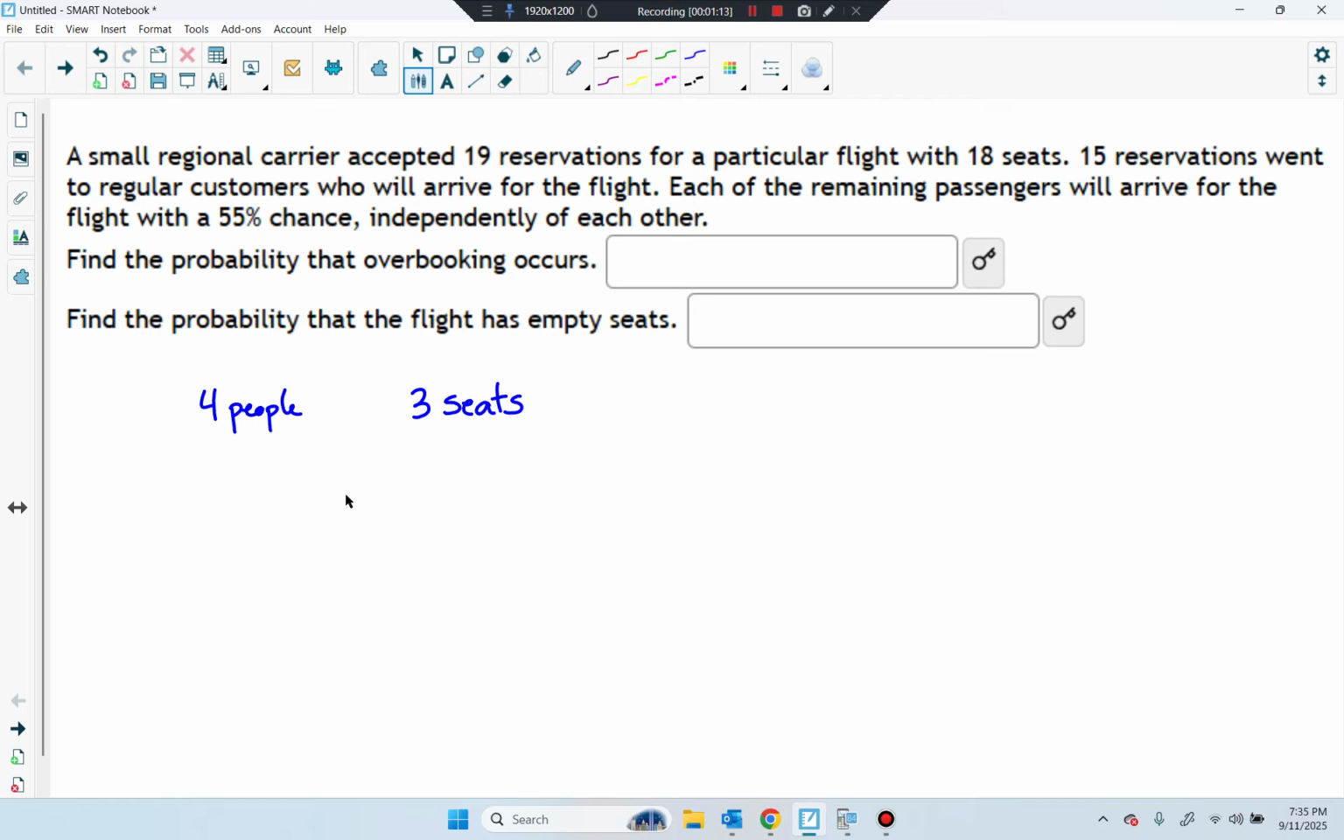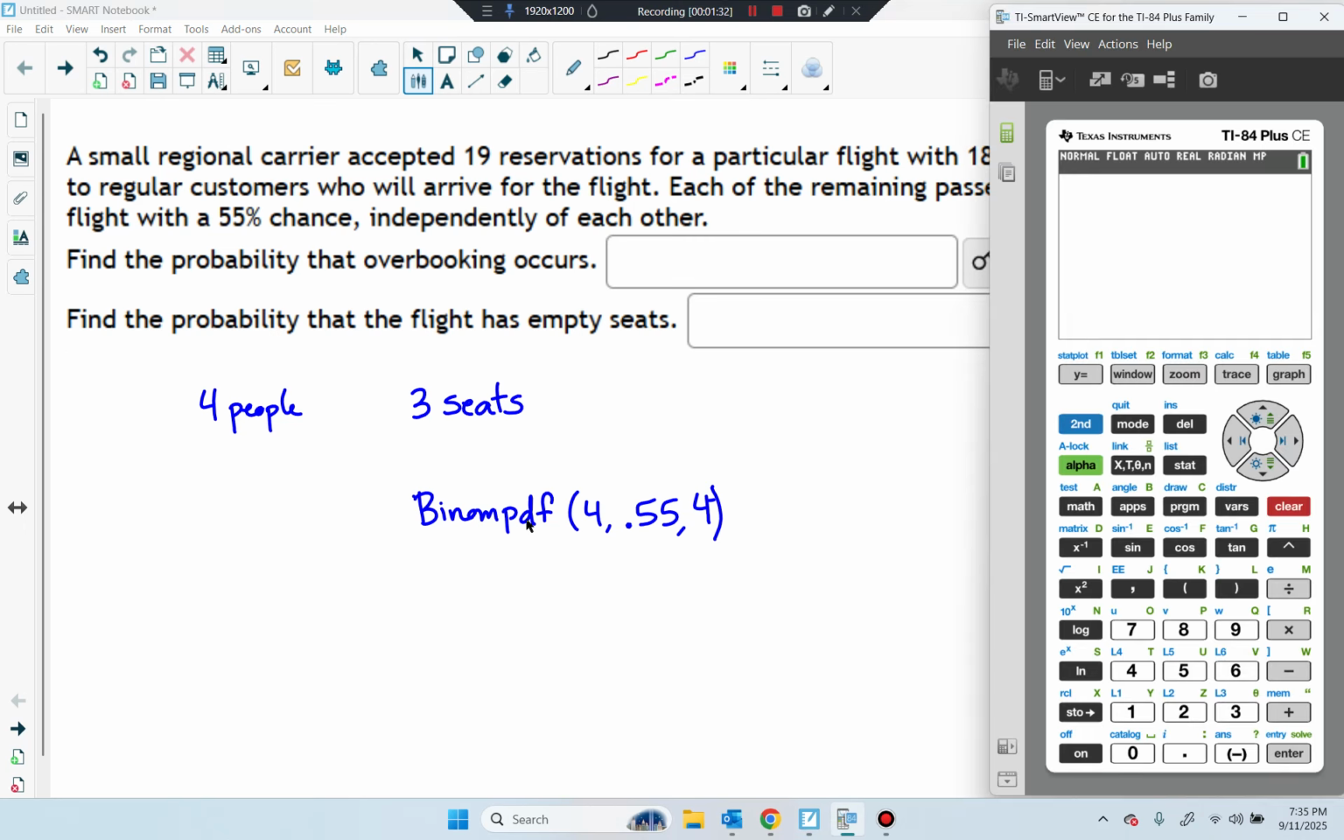So we're looking for one particular outcome. So this is going to be a binomial PDF. 4 trials, a success rate of 0.55, and I'm looking for the probability of all 4 occurring. So remember, binomial PDF is for one specific outcome. Binomial CDF is for multiple outcomes, less than or equal to a specific number of outcomes.